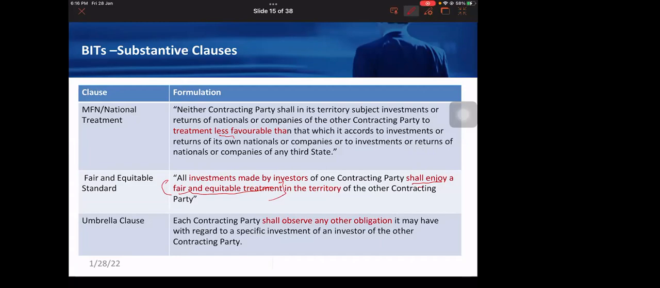And more importantly, in the Cairn Energy case, the Cairn tax issue, the tribunal largely tilted in favor of the investor against India through the fair and equitable clause. So such is the impact fair and equitable can make in an investment treaty. It encompasses and gives a wide protection to the investors. Another significant substantive clause is the umbrella clause.